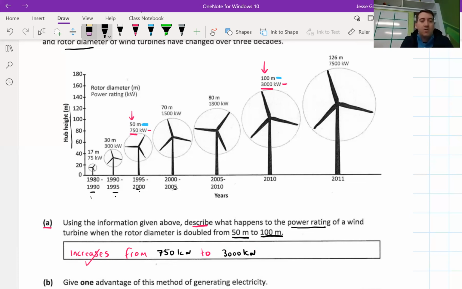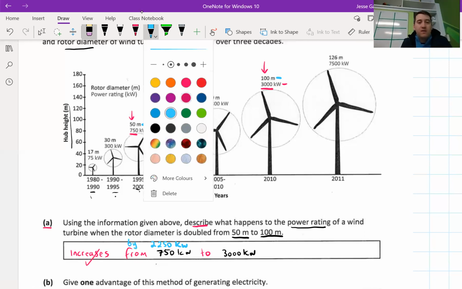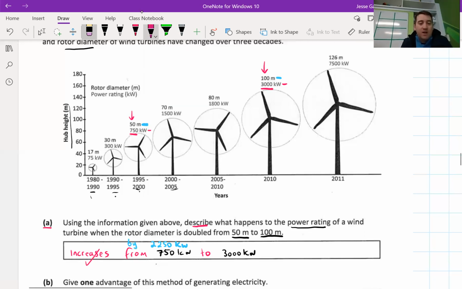Another way you could do this, I'll do an alternative one in blue, is to say it increases by the actual size of the increase, as some of you may have noticed. You could say it increases by 2,250 kilowatts. That would be even more descriptive. I'm going to write one more version underneath. You could have said it increases by a factor of 4, and what this means is that 3,000 kilowatts is 4 times bigger than 750 kilowatts.